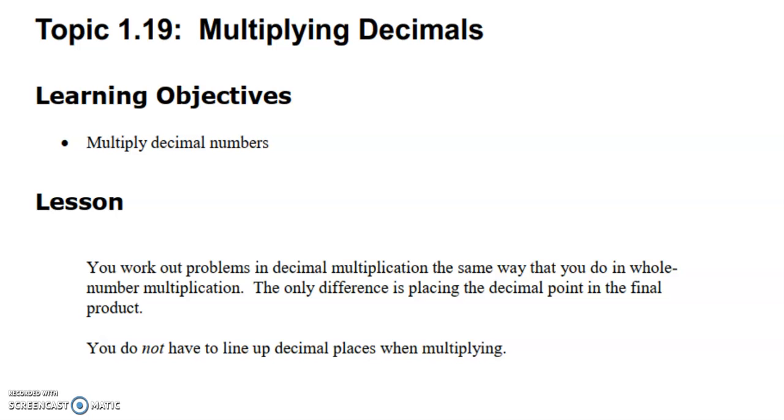So our objectives today are multiplying decimal numbers, and we're going to do it the same way that we multiply with whole numbers. The only difference is knowing how many places to move over to put our decimal place in the final answer. And this actually can be quite simple. What we do need to know about multiplying decimals that's different than adding and subtracting decimals is we don't need to line up the decimal places. In fact, if we try to do that, it ends up making things even worse.